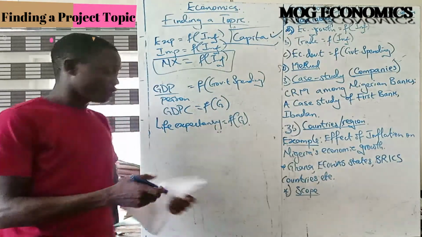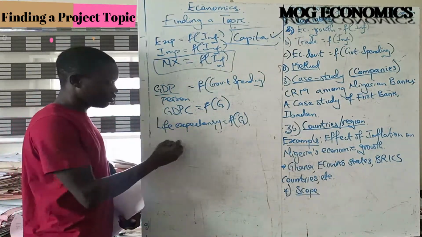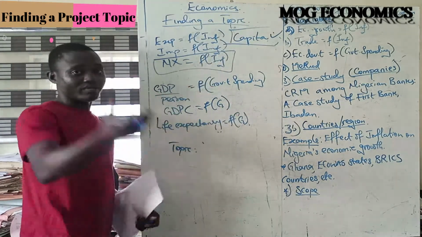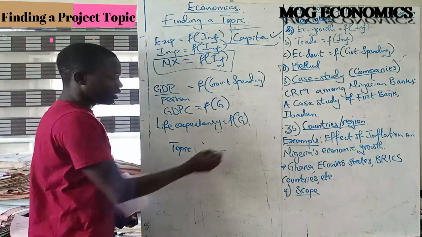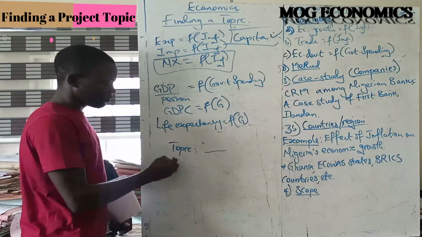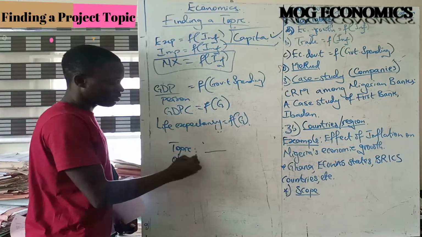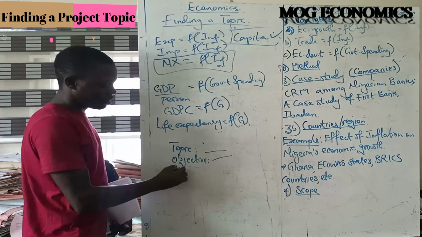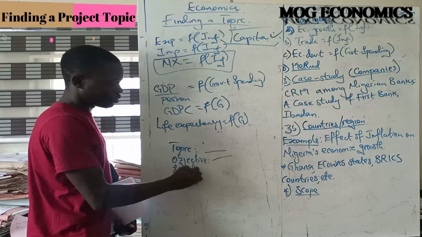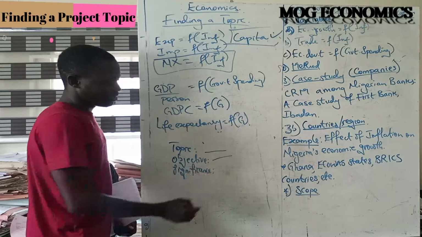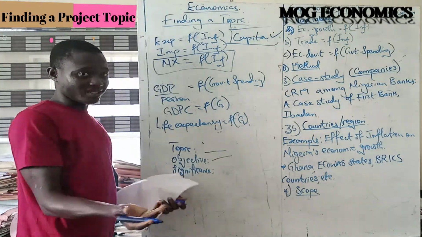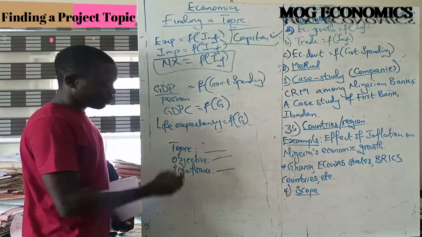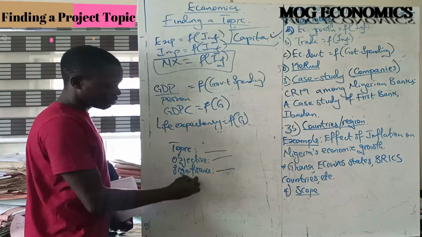In that 200 words, you must include a topic. So just state the topic, economic growth and whatever it is that you want to do. Then your objective: why are you looking at that? Then you talk about significance. Who are the people that need your project? What makes it worth it? Why should somebody read it? So significance. Then, importantly, you must also include your case study.